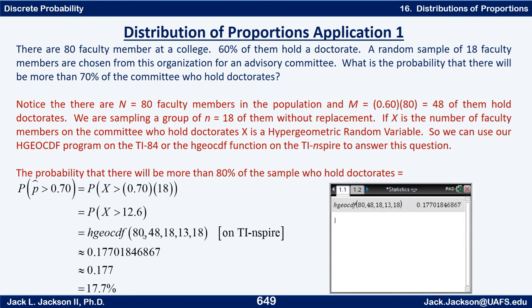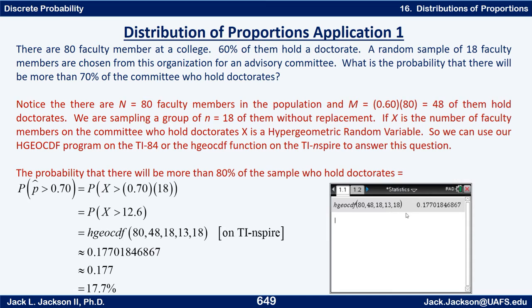Well, that turns out to be the HGeoCDF of 80 for this population size, 48 for the number of successes in the population, 18 is the sample size, and then the number of successes in the sample has to be greater than 12.6, so that will be from 13 up to 18. All of these numbers input have to be whole numbers. So we don't put in 12.6 or 12.7. We go up to the next one that can actually happen, the smallest one that's actually greater than 12.6, which is 13, and go up to the highest one which could happen, which is 18.